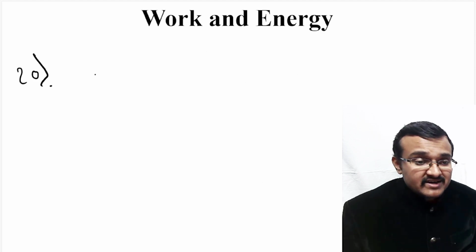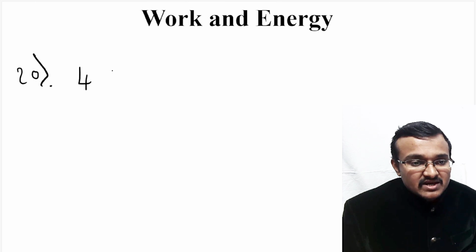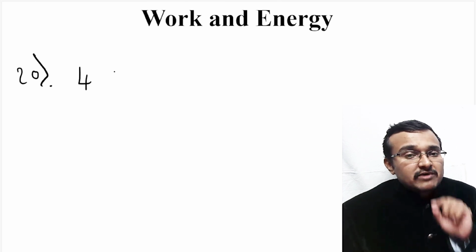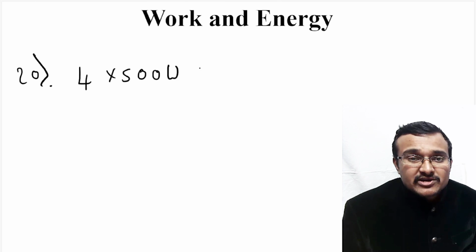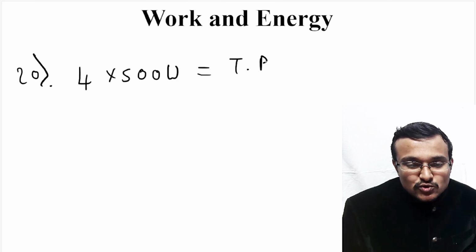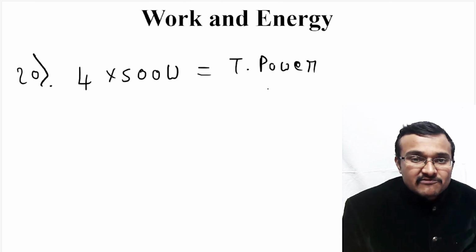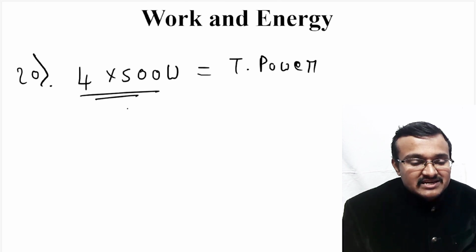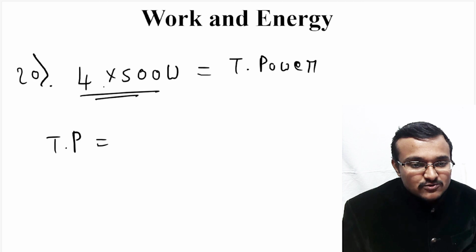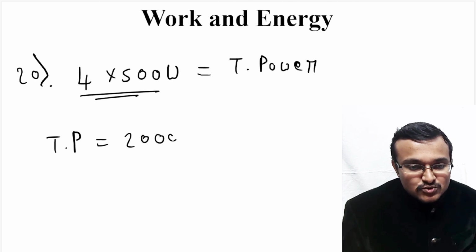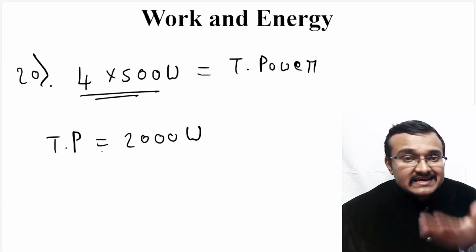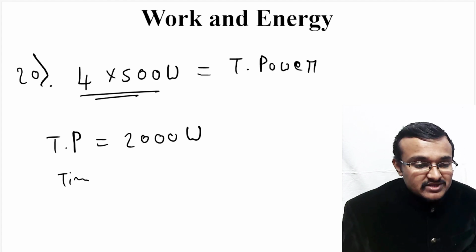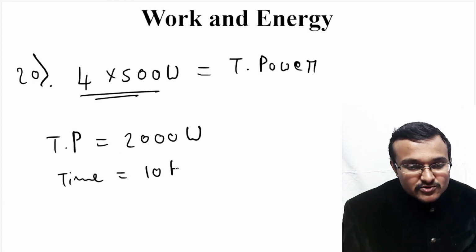Coming to the 20th question, here there are 4 devices where each device has a power rating of 500 watt. So the total power including all 4 devices will be equal to 4 into 500. So the total power is equal to 4 5s are 20, that is 2000 watt. And all these 4 devices were run for 10 hours. So here they have given time also, that is equal to 10 hours.